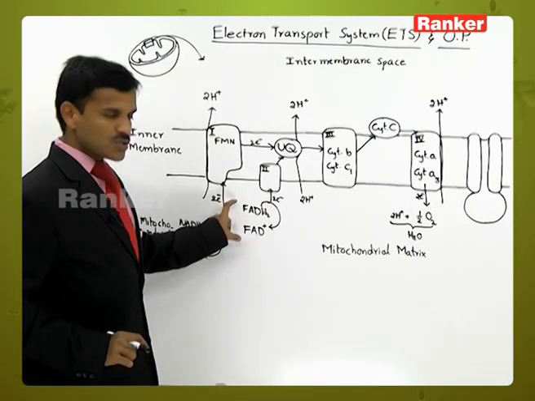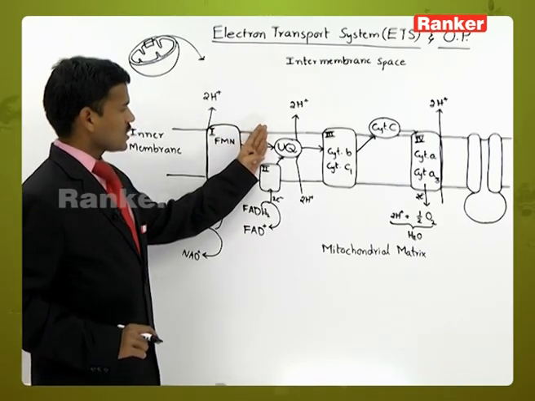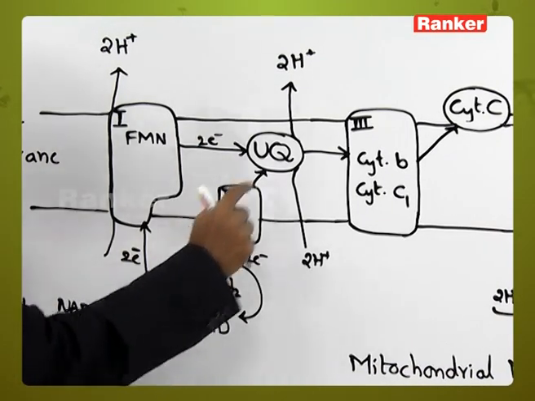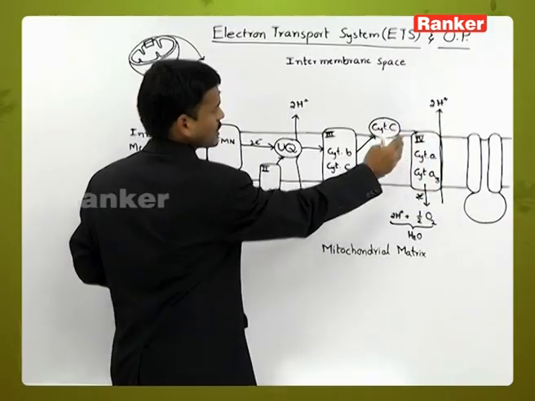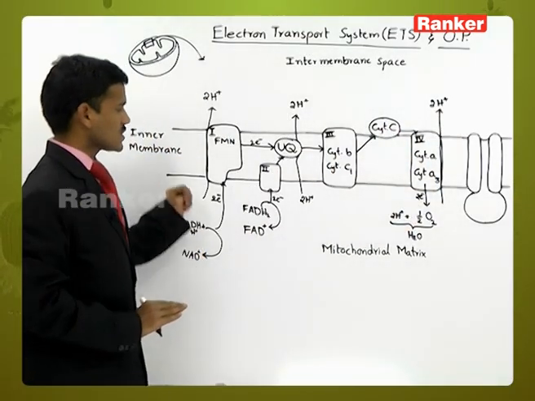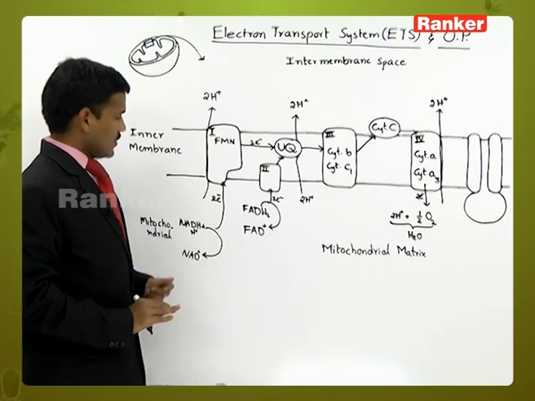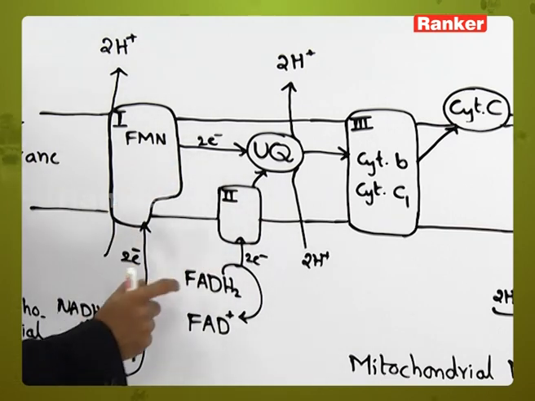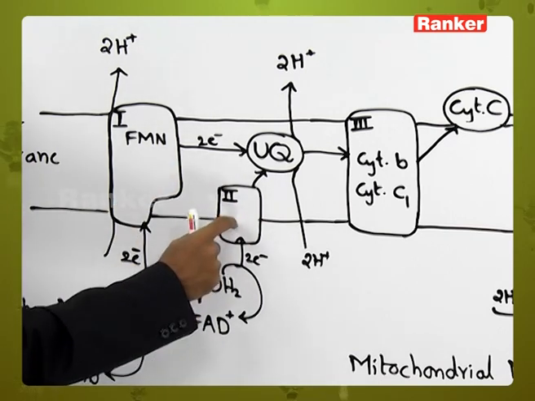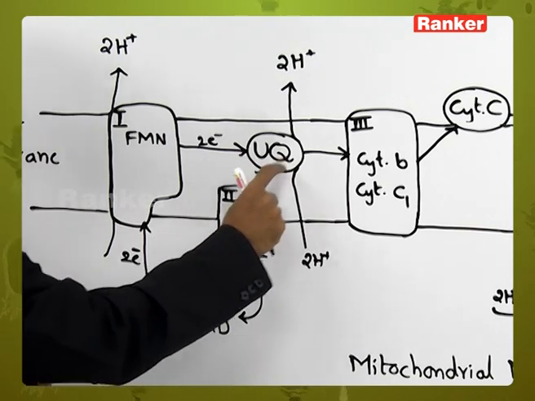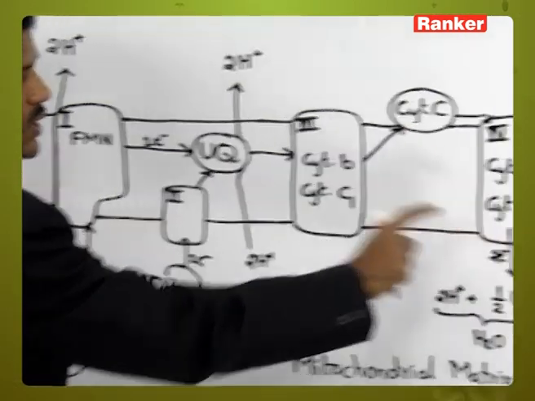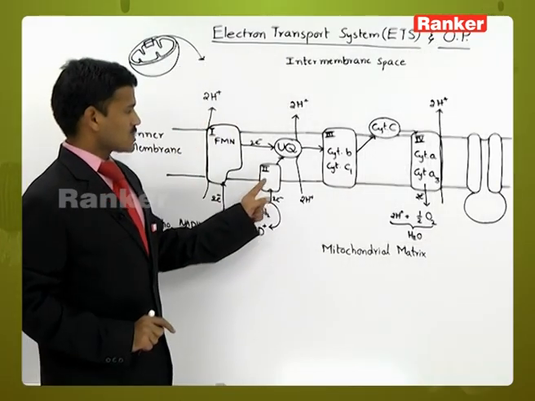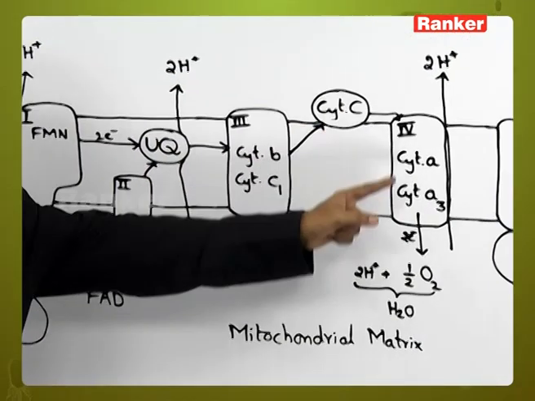So when FADH2 is oxidized, the first complex is not involved. First complex is not involved, only the second complex, ubiquinone, third complex cytochrome C, same process. But the first complex is not involved. When NADH2 is oxidized, the second complex is not involved. When FADH2 is oxidized, only the second complex, ubiquinone, third complex cytochrome C, fourth complex, next oxygen. So electrons are moving in this manner, same process.